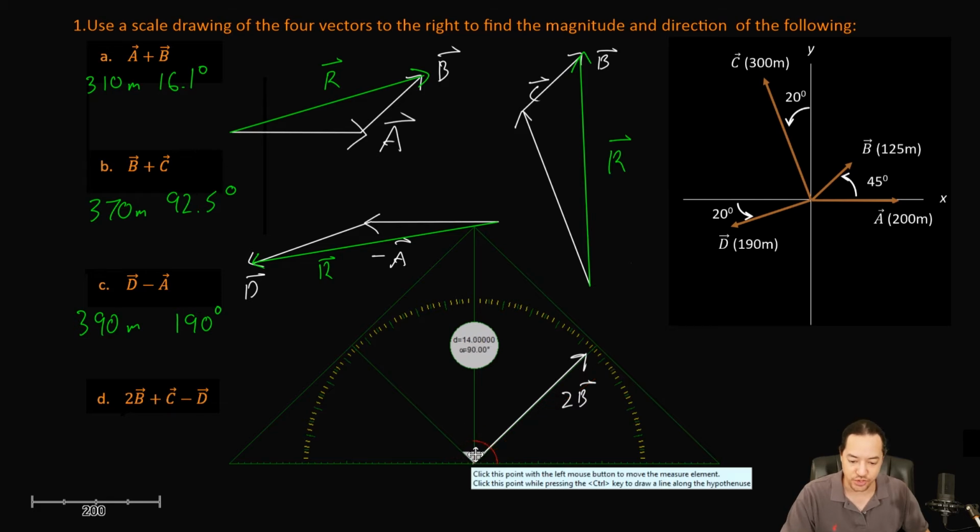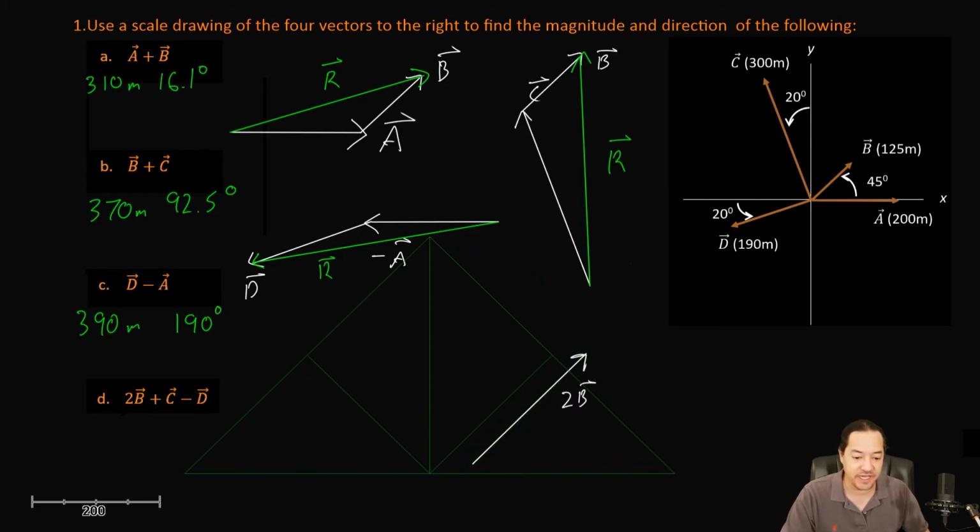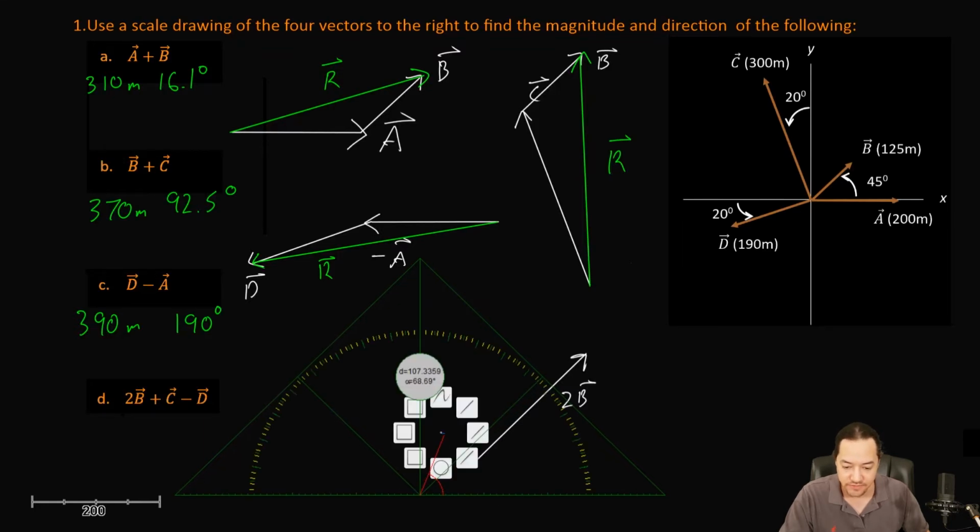Okay, so we've got 2B, and we want to add vector C. So let's draw vector C again. Vector C, if you remember, is going to be an angle of 90 plus 20, so that's 110, and a distance of 300 meters, something like this. Perfect. Okay, so this is going to be vector C.